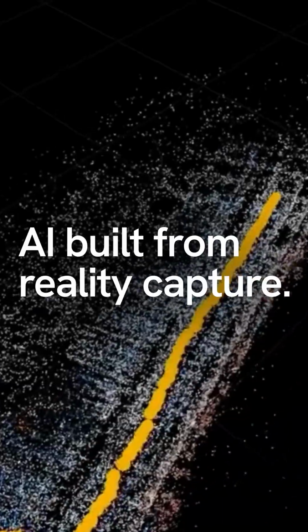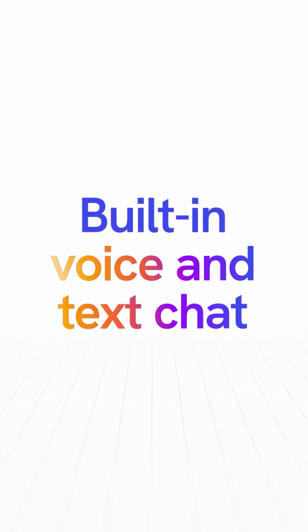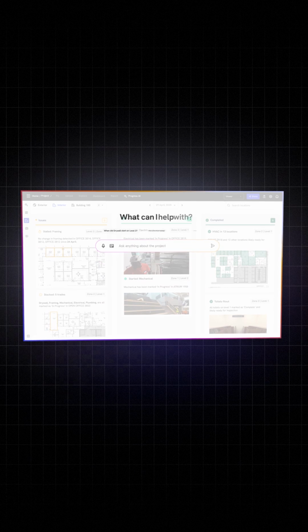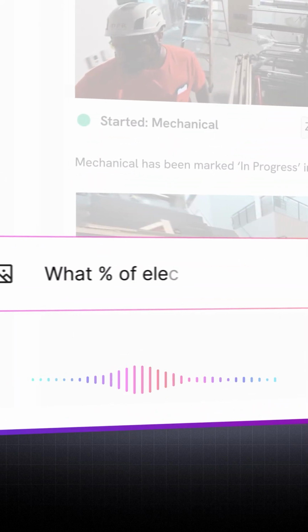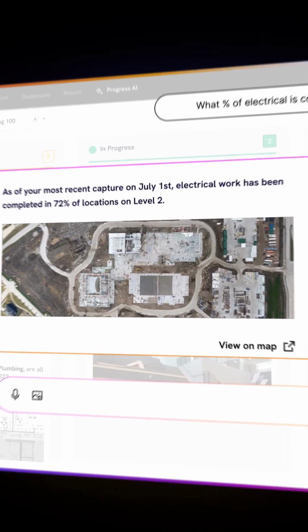And it's not just maps and charts. Progress AI is an agent you can communicate with. With built-in voice and text interactions, you can ask Progress AI for exactly what you need, like what percentage of electrical is completed on level 2, and get instant visual answers.